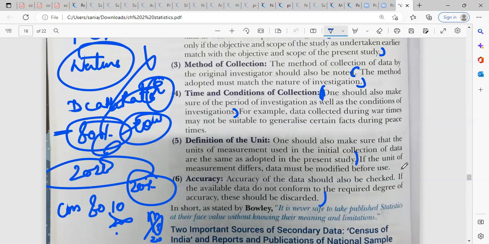Okay, so what will you write? You will write here: if you are collecting the data from someone and the accuracy rate is not good, then you will reject the data. You will not use that data. Clear?